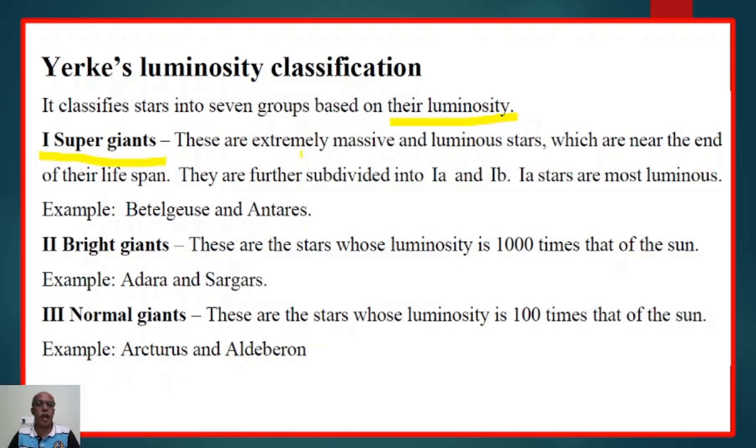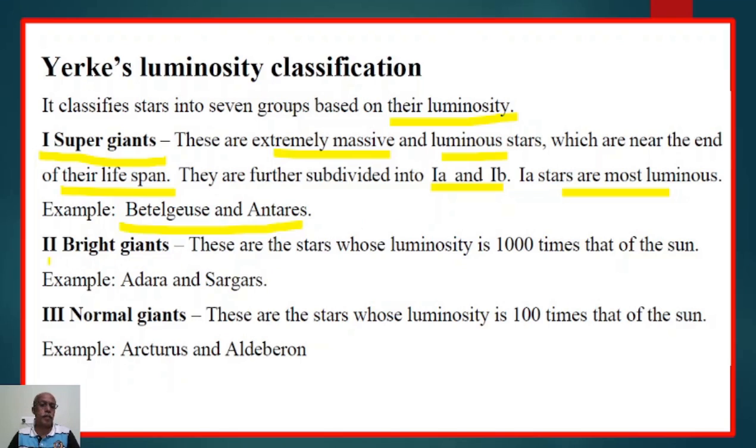Supergiants are extremely massive compared to all other stars, and they are highly luminous. Hence, these stars are said to be at the end of their lifespan. They are near to their death. And these stars are further classified into 1A and 1B. 1A stars are more luminous than 1B. Examples of supergiants are Betelgeuse and Antares.